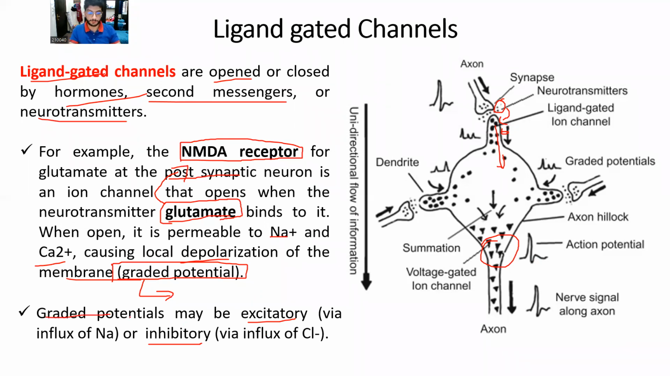So this graded potential, as I mentioned, could be excitatory or it could be inhibitory, depending on the type of channel and depending on the type of molecule that binds. I think that's about all you need to know here. You don't need to know anything specific. I would say know this specific example, like glutamate binds to NMDA, which allows sodium and calcium to come in. But other than that, just know that ligand-gated channels are the ones responsible for establishing the graded potential over here. And I think that's about all from this slide.